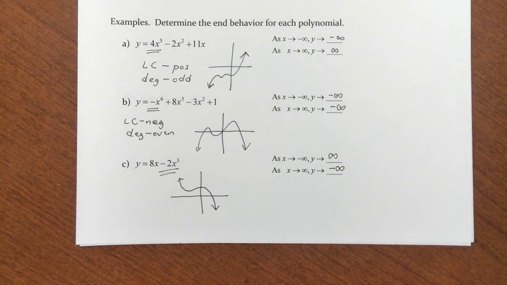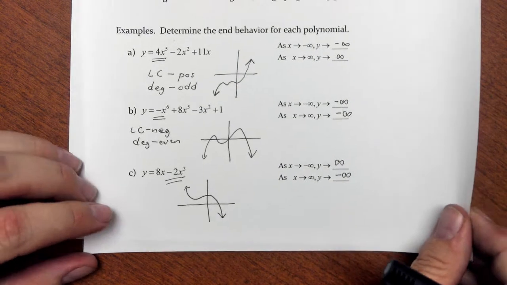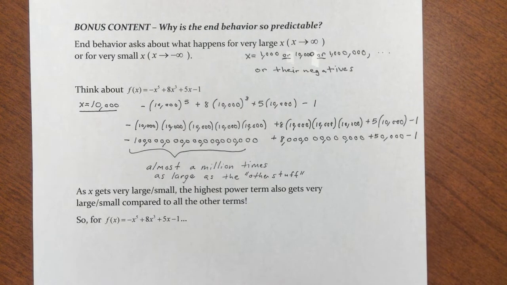Hopefully that is helpful. If you're still watching, I'm going to keep going and explain end behavior a little bit differently. This is a kind of a concept way of looking at it. So end behavior is asking about what happens for either very large x or very small x. That is, as x approaches positive infinity or as x approaches negative infinity. So you can think about this with actual numbers, 1,000, 10,000, a million, or their negatives.